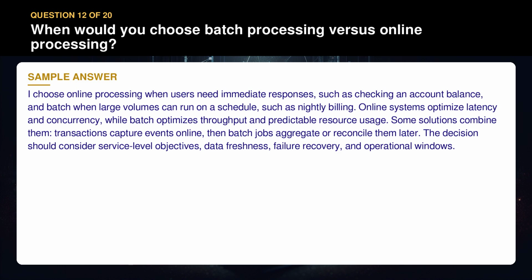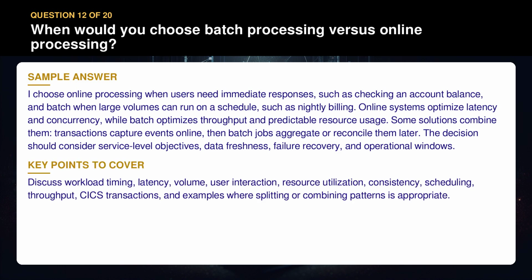I choose online processing when users need immediate responses, such as checking an account balance, and batch when large volumes can run on a schedule, such as nightly billing. Online systems optimize latency and concurrency, while batch optimizes throughput and predictable resource usage. Some solutions combine them. Transactions capture events online, then batch jobs aggregate or reconcile them later. The decision should consider service-level objectives, data freshness, failure recovery, and operational windows.